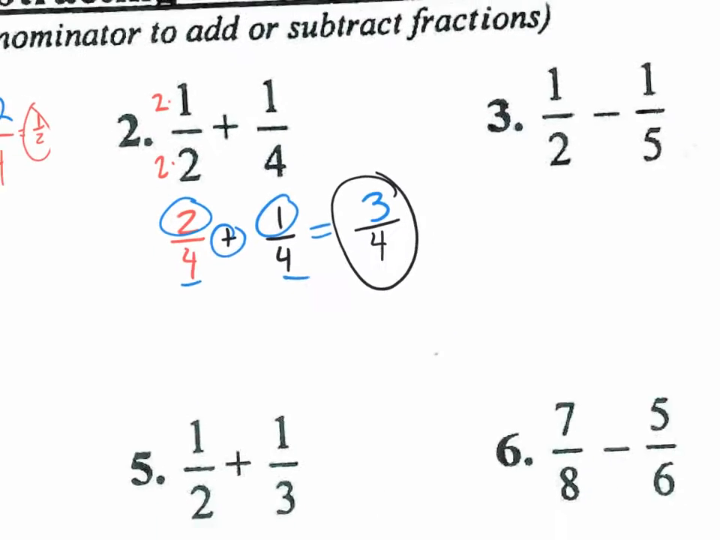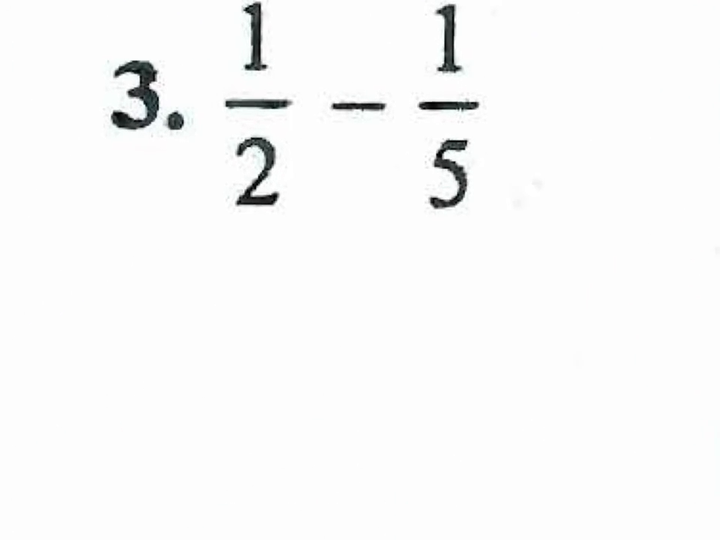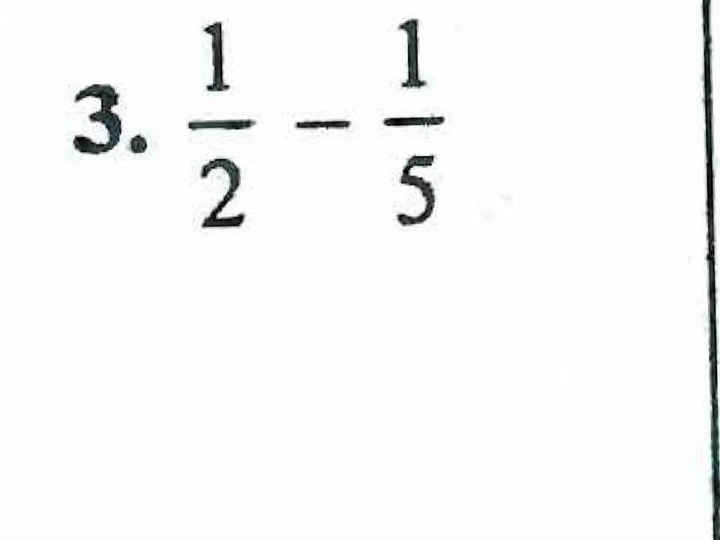Yay? Yes. Okay. Now, here's one where you cannot change this 2 to make it look like a 5 because 2 times 2 is 4, not 5, and 2 times 3 is 6, not 5. So here you're going to have to modify both 2 and 5 to get a common denominator. So what's that common denominator going to be?